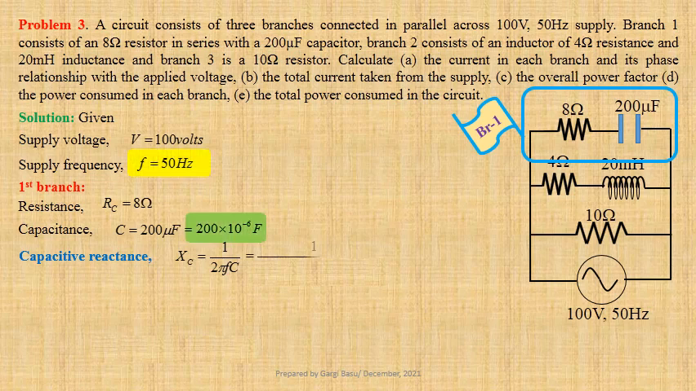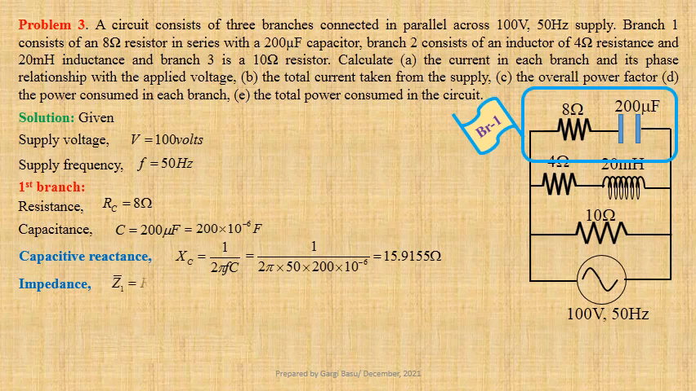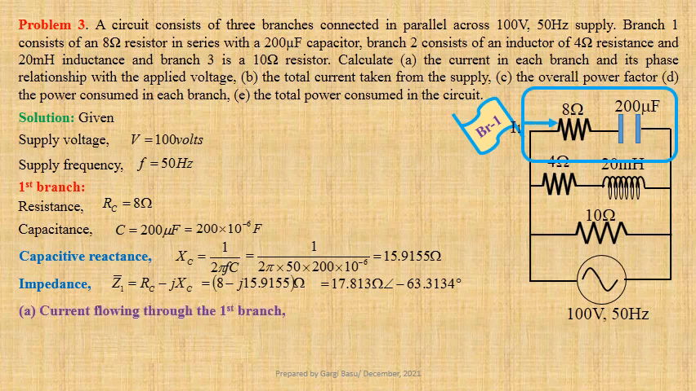Let us now calculate capacitive reactance XC equals 1 upon 2 pi f into C. Using values we get 1 upon 2 pi into 50 into 200 into 10 to the power minus 6, that is equal to 15.9155 ohm. Now we shall determine complex impedance of the first branch. Z1 equals R minus jXC, that is equal to 8 minus j15.9155 ohm. This may be written in polar form as 17.813 ohm at an angle minus 63.3134 degree.